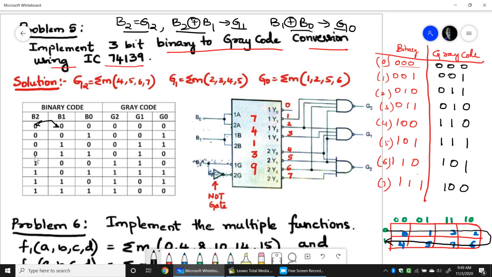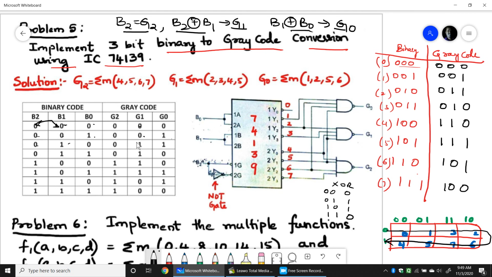So here 0 0 0 0 all 4 zeros, then 1 1 1 1 all 4 ones. So B2 equals G2, whereas G1 is 0 XOR 0 is 0. We know that the XOR truth table is: 0 XOR 0 is 0, 0 XOR 1 is 1, 1 XOR 0 is 1, 1 XOR 1 is 0. This is XOR.